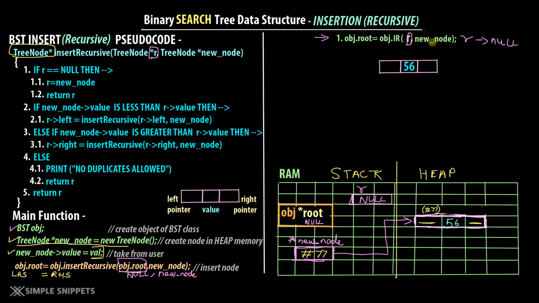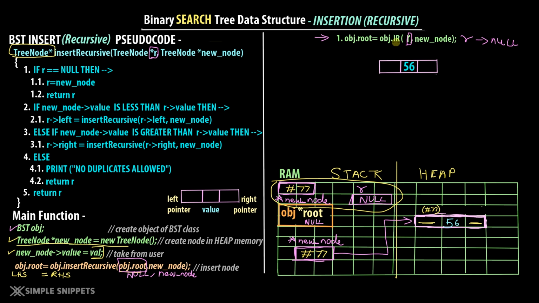Alright. Comma new node. So new node is going to be passed as it is. So let's say one more pointer, which is a local pointer or local variable which will be alive or live only inside this function, which is again new node. Let's name it new node only. And it will have the address #77 because we are passing new node. So this will have #77. Okay. Now these two are the local variables which will be alive only inside the first function call.